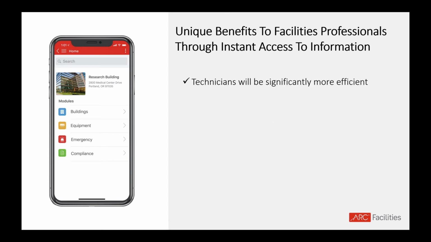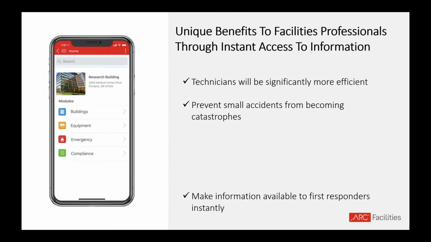So here are the benefits. Technicians will be significantly more efficient, and can prevent small accidents from becoming catastrophes. You have an accident, there's a water leak. Time and again, we hear that by the time you find out where the shutoff valve is, it has become a catastrophe. It has flooded the whole floor. It has done hundreds of thousands of dollars worth of damages. In many instances, it runs into millions of dollars.